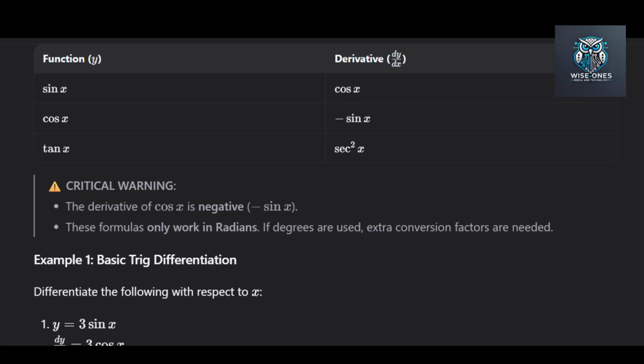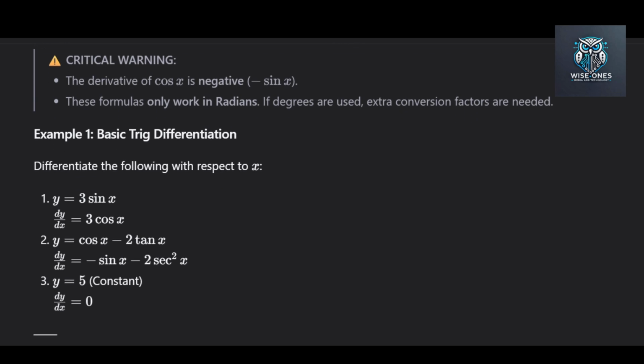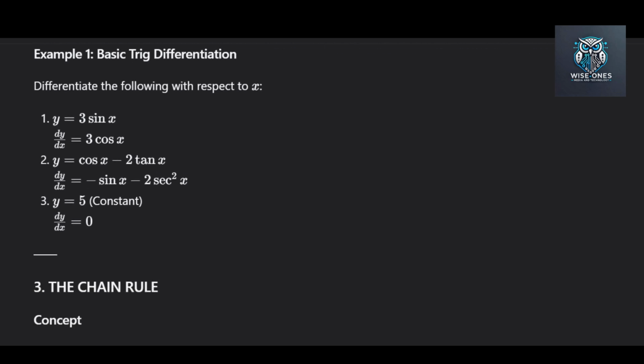Let us look at example 1. Basic trig differentiation. Differentiate the following with respect to x. Number 1, y equals 3 sine x. The 3 is just a constant multiplier, it stays. The derivative of sine x is cosine x, so dy/dx equals 3 cosine x.